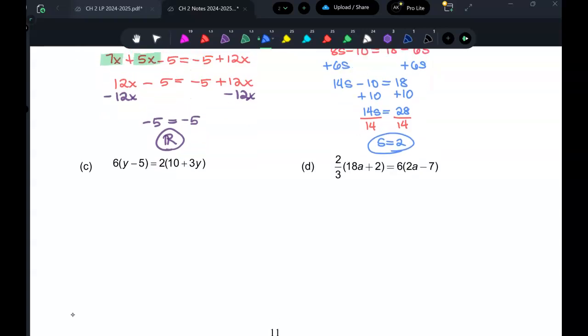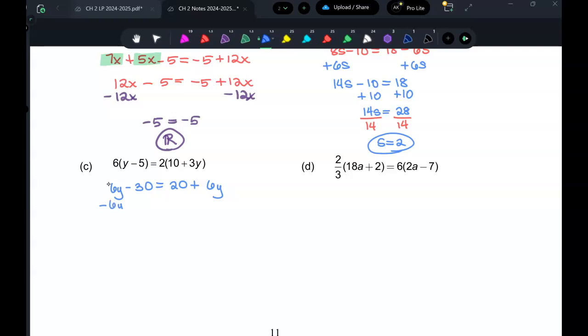I'm gonna do 6y minus 30 equals 20 plus 6y. 20 plus 2 times 3 gives us... So first thing we have to do is distribute. That's okay. And now what do we got to do? We have to subtract what? You do minus 6y.